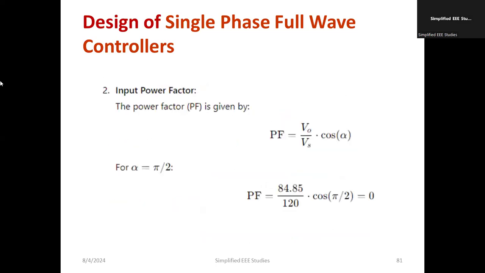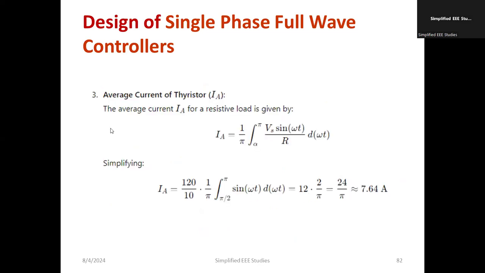When it comes to the input power factor, the formula is V naught by Vs times cos alpha, and you know alpha equal to pi by 2. By substituting that, I'll be getting the power factor equal to 0. Kindly use another formula if you are more comfortable.